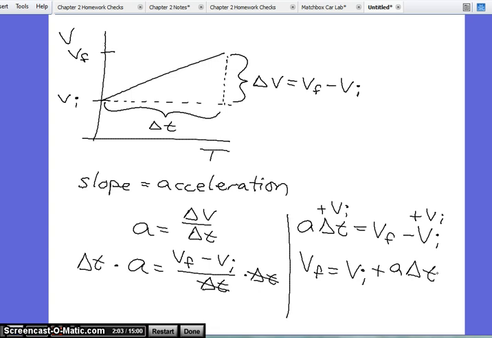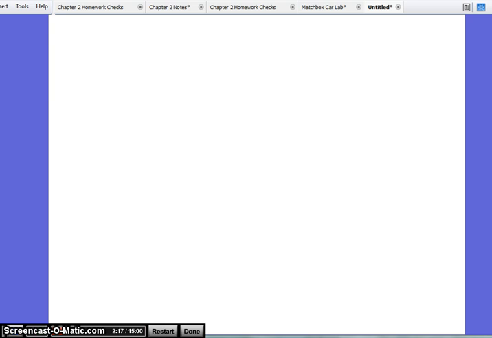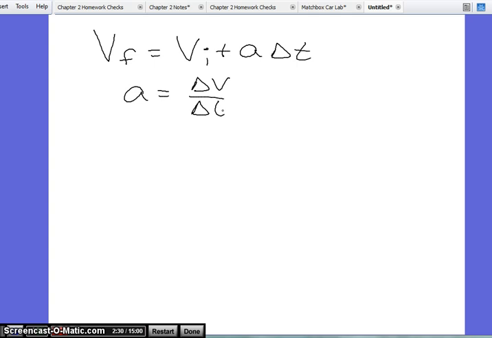So our first equation can either be written like this, A is delta v over delta t, or we can write it as this, vf is equal to vi plus A times delta t. So that's our first equation. Our first equation is vf equals vi plus A delta t, or A is delta v over delta t.